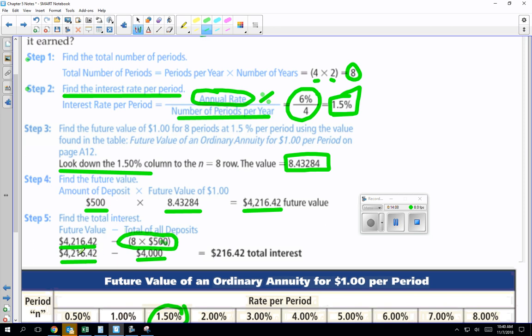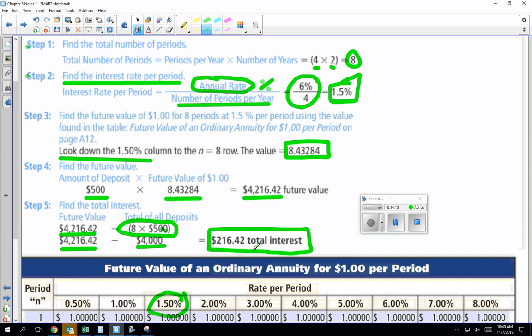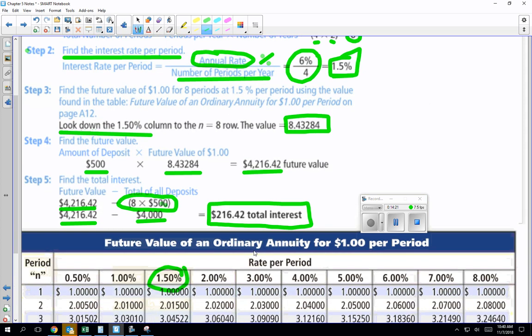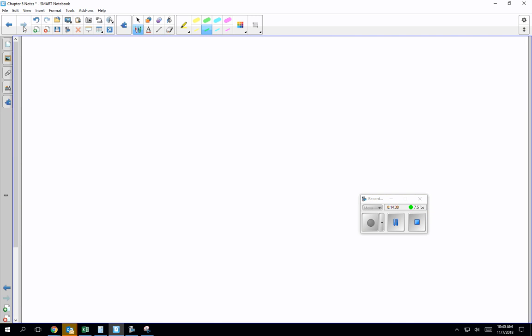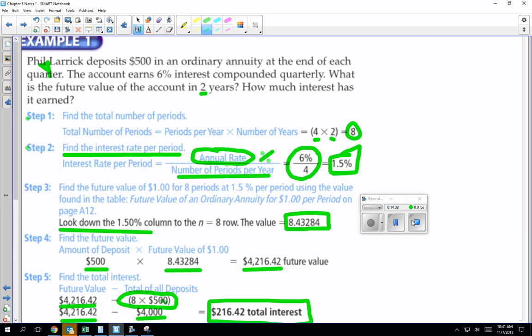So we subtract 4216.42 minus 4,000, and we get $216.42 just in interest. And remember that is over the course of 2 years. That account made $200 for us, which is great. It's a pretty good income. All right, you guys are now ready to move on to practicing these skills from Chapter 5.